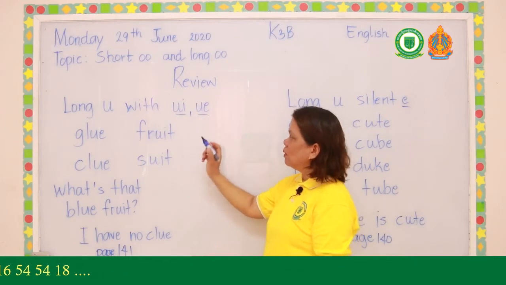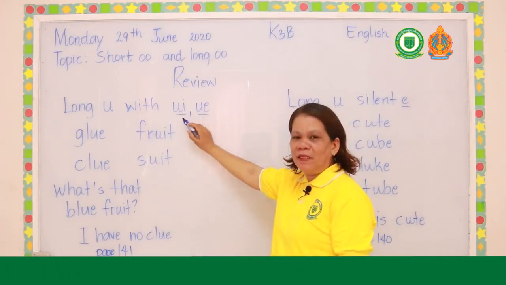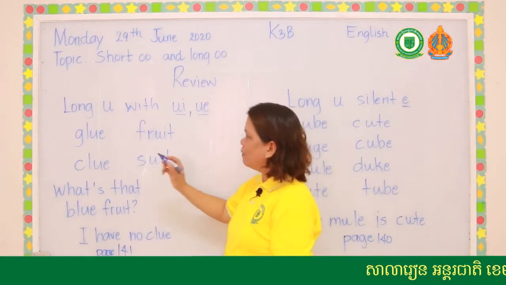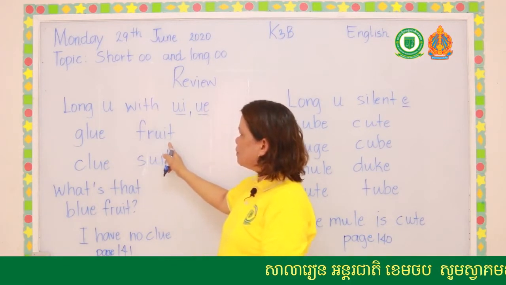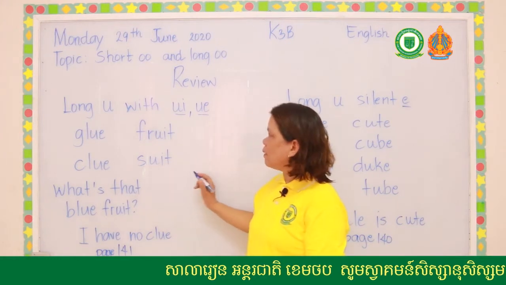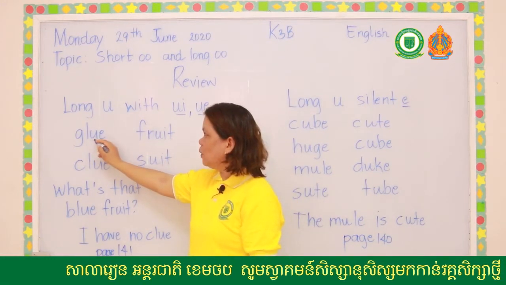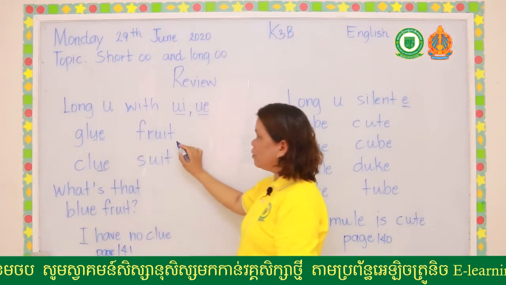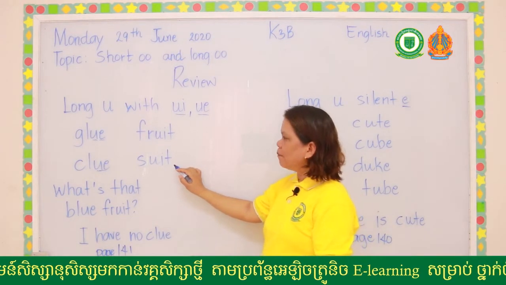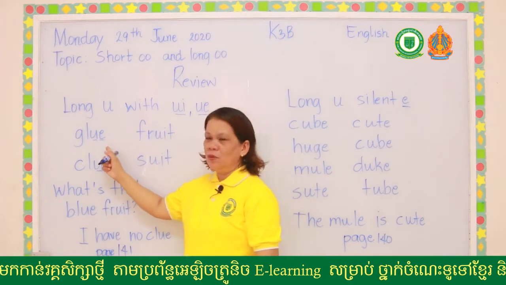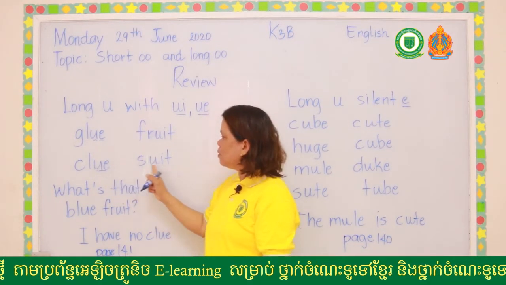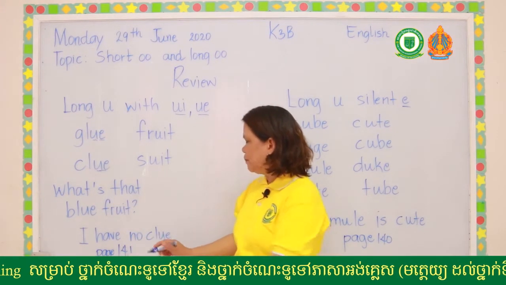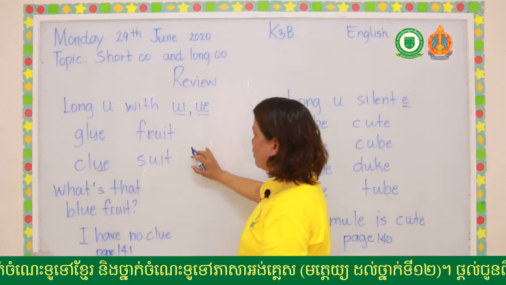U. They have different spelling but almost the same sound, like glue, fruit, clue, suit. This word has U and E. This one is glue, and this one is clue, this one is fruit, this one is suit. So practice: glue, fruit, clue, suit. So what's that? Blue fruit? I have no clue. Okay, remember this.